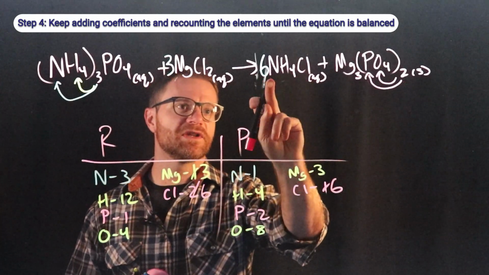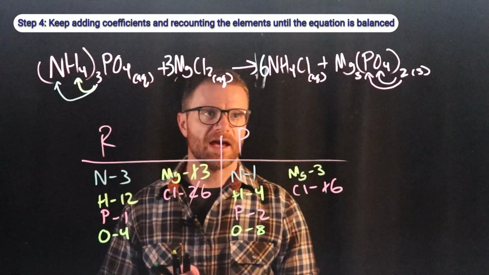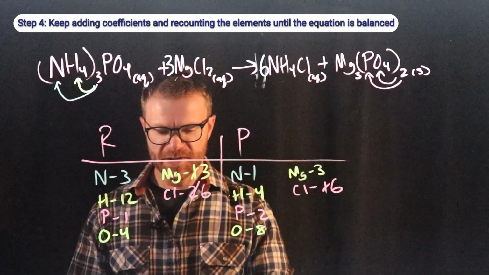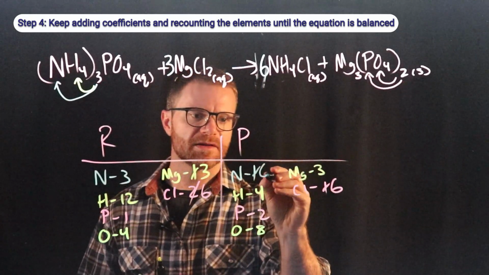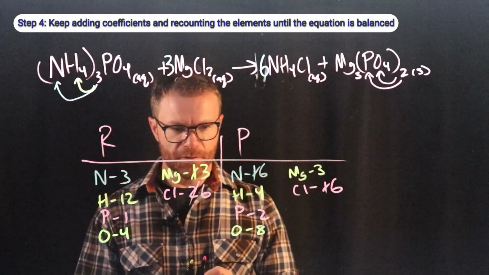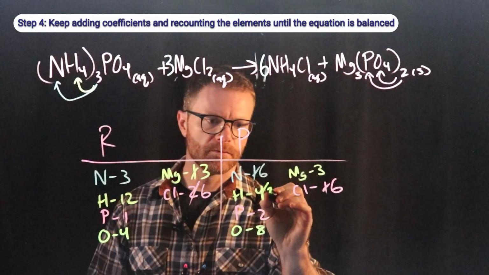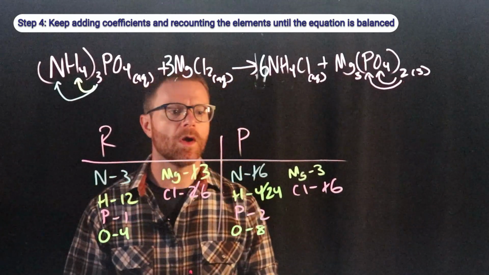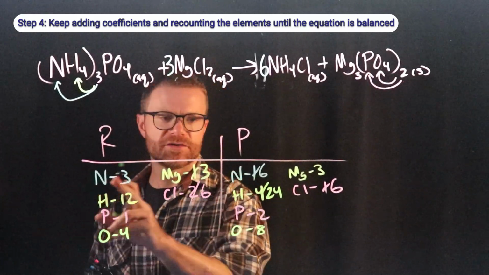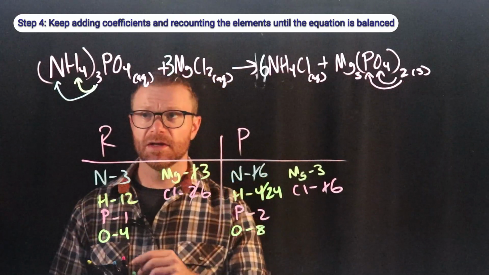That's also going to change my number of nitrogens and my number of hydrogens. So let's count those. So 6 times 1 gives me 6 nitrogens now in my products. And 6 times 4 gives me 24 hydrogens. Okay, so now what's not balanced? I see I've got 3 nitrogens in my reactants and, I'm sorry, 6 in my products.